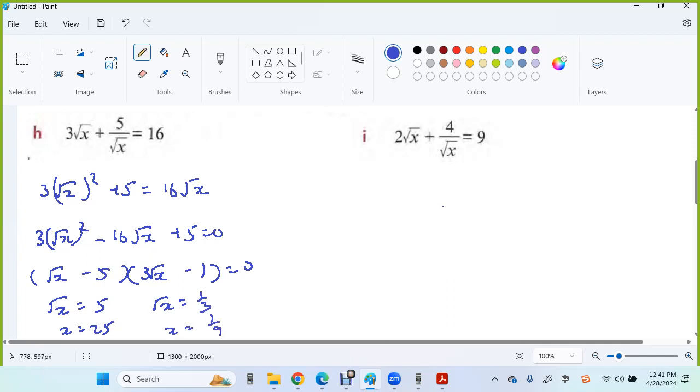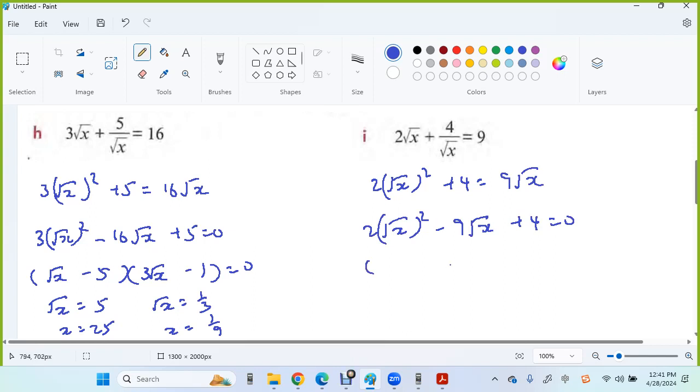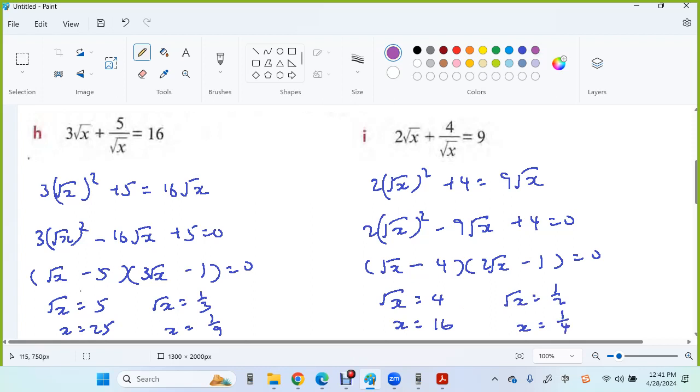Okay, and then we have 2 square root x squared plus 4 equal to 9 square root x, and then 2 square root x squared minus 9 square root x plus 4 equal to 0. And then we do the factorization equal to 0. Then we have square root x and 2 square root x, 4, 1, minus minus. Square root x equal to 4, x equal to 16, and square root x equal to 1 over 2, x equal to 1 over 4. Okay, because we square both sides.